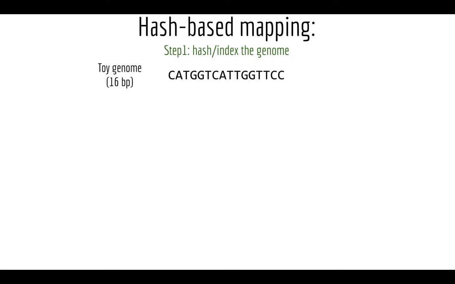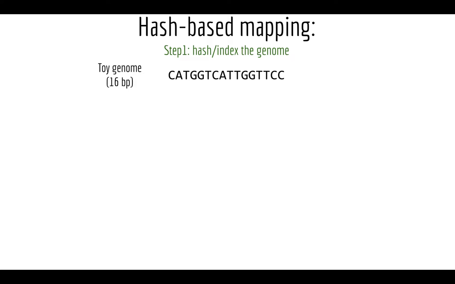A seven-mer, where k equals seven, is a sequence of seven nucleotides chosen from the reference genome. So we can hash or index a genome by choosing a value of k. We're going to start with a very simple value of k in a minute for this toy example. Literally, we start at the beginning of the FASTA file and go all the way to the end, stepping nucleotide by nucleotide, and we ask, let's say we're working with a seven-mer.